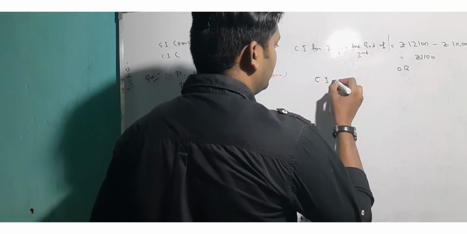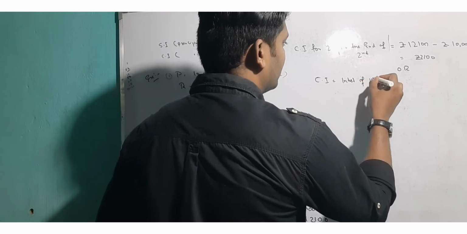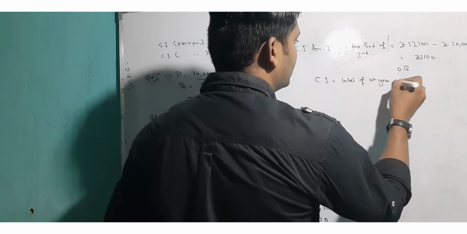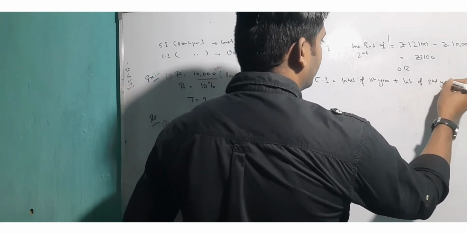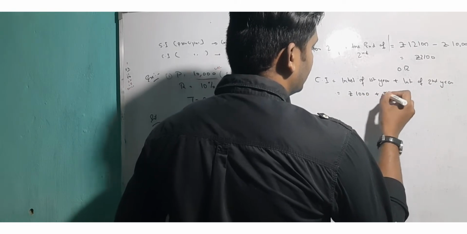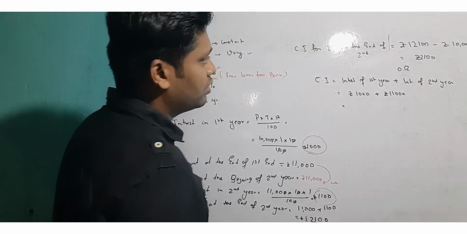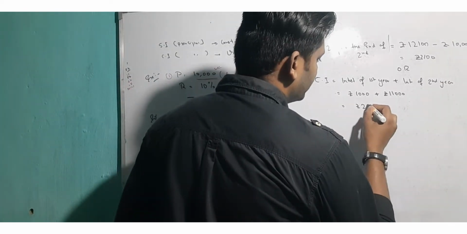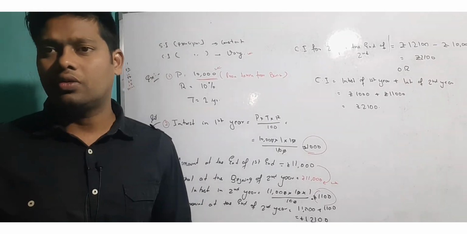Compound interest is equal to interest of first year plus interest of second year. Interest of first year is how much? Rupees 1,000, plus interest of second year is 1,100. So how much? Rupees 2,100 is your total compound interest. This is what your answer is, right?